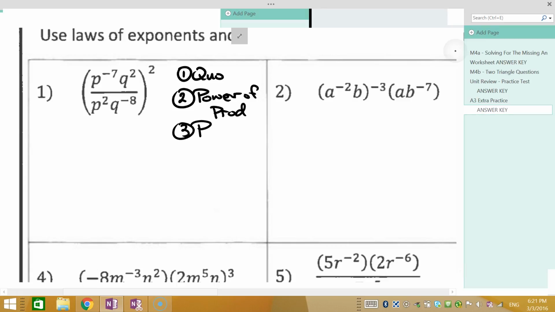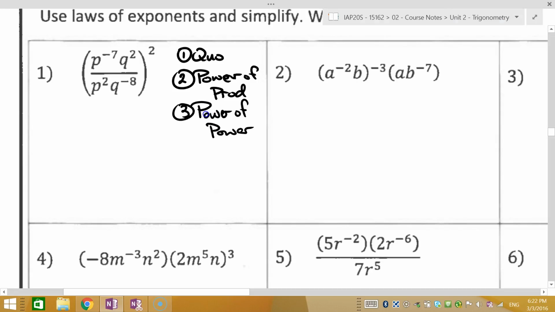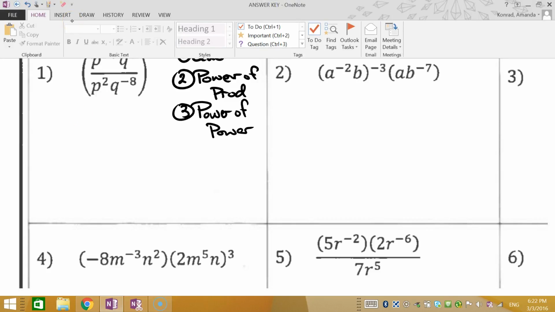Okay, power of a power. So that's the order I'm going to tackle this in. If you chose to do it in a different order, that would be totally fine, but I like to condense things as quickly as possible. So that's why I choose to do my quotient rule first. My first piece is collecting my like terms.